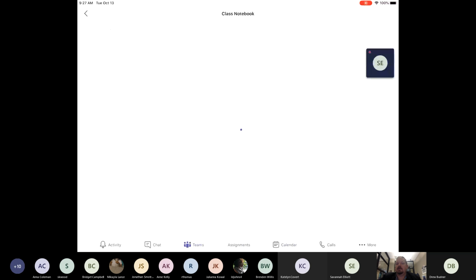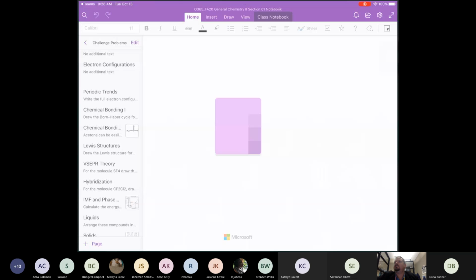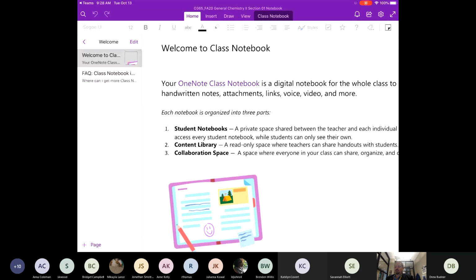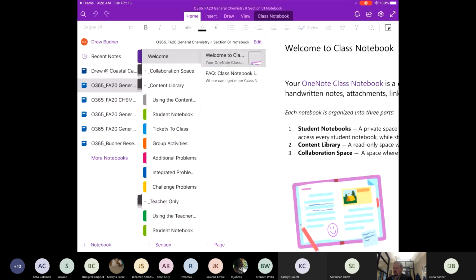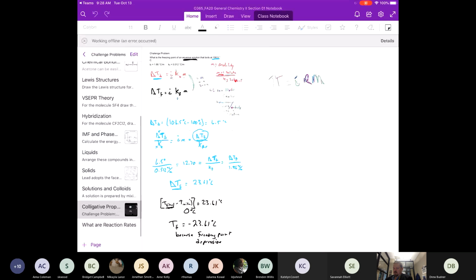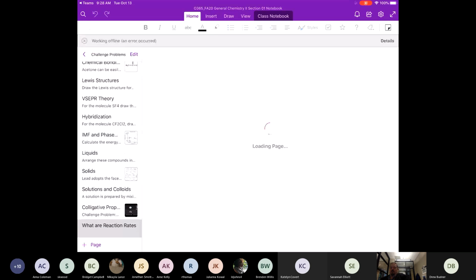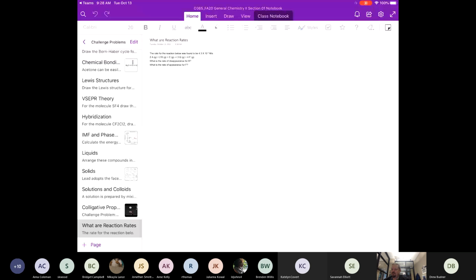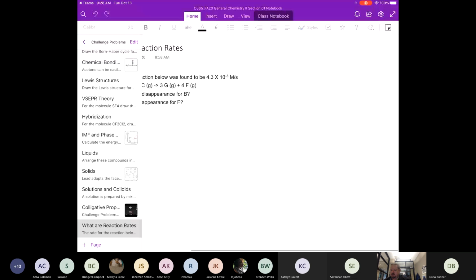Navigate to the correct place here. Zoom in so it's not tiny.